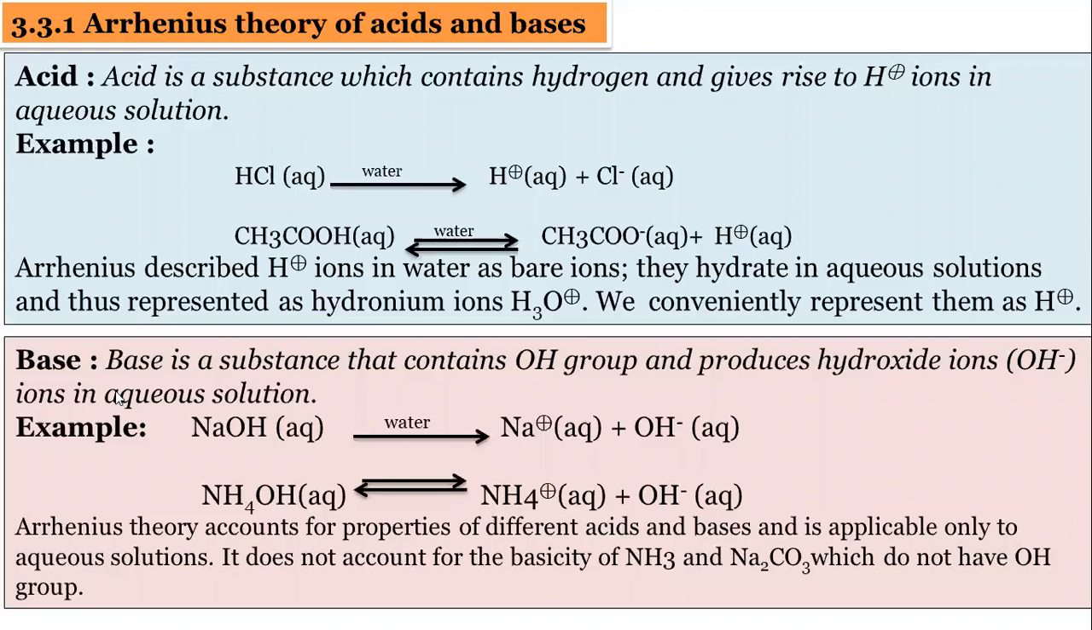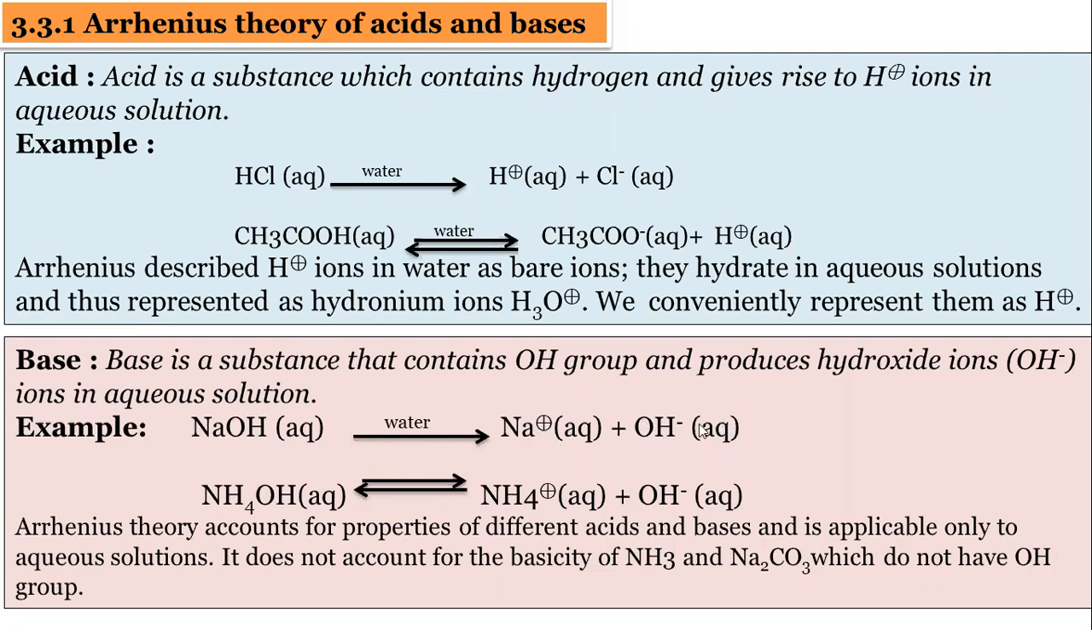According to the Arrhenius theory, bases are substances which contain the OH group, and when they are dissolved in water or in aqueous solution, they produce OH minus ions. Again, two examples are given, one strong base and one weak base. NaOH already contains the OH group. When dissolved in water, Na plus and OH minus, these cations and anions, are produced.